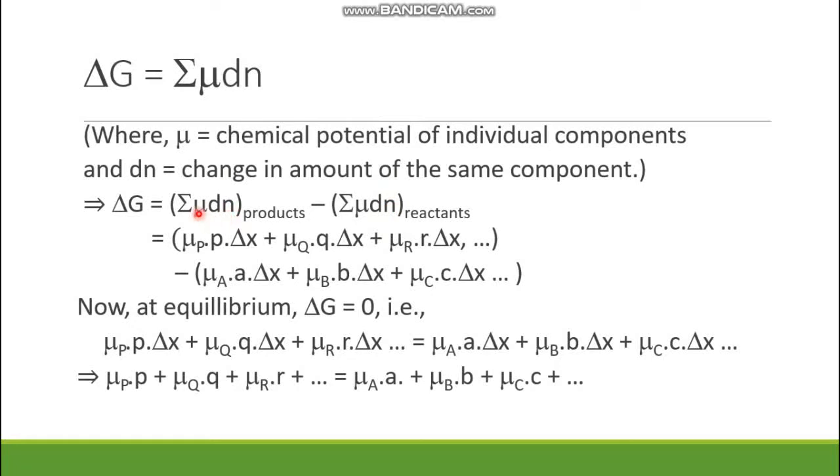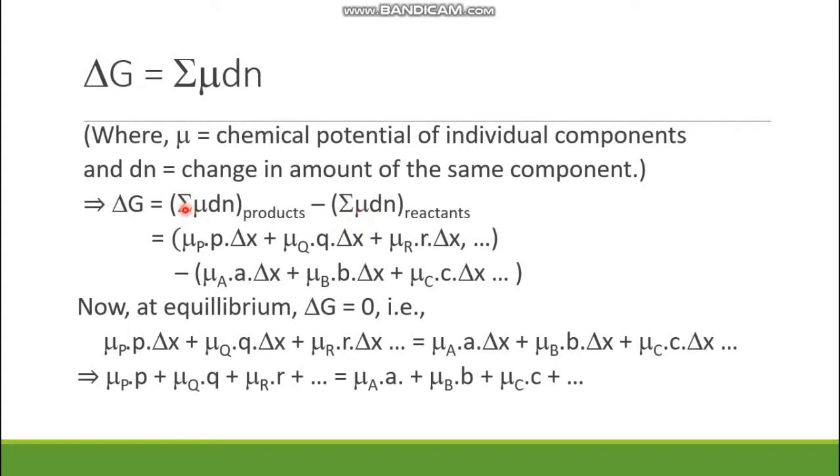Okay, so chemical potential into number of moles of the products minus chemical potential into number of moles of the reactants. That means, and here the summation sign is given, that means the overall change of the reactants. Here also the overall change of the products.